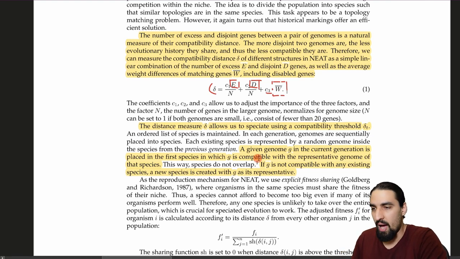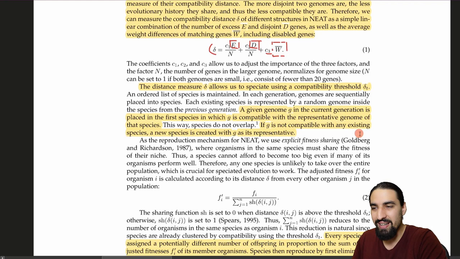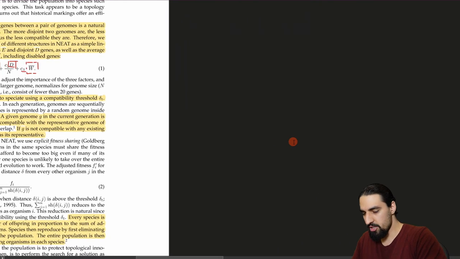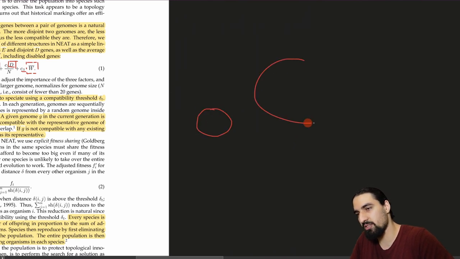So continuing on, a given genome G in the current generation is placed in the first species in which G is compatible with the representative genome of that species. If G is not compatible with any existing species, a new species is created with G as its representative. Okay, now is a good time to draw some diagram and explain what's going on here. So imagine we have multiple subpopulations, multiple species. So here is species one, then we have a bit bigger species, and another species here.